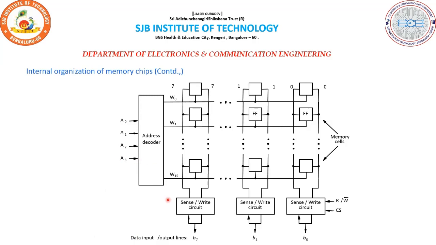So this figure is depicting a 16 into 8 organization. 16 is nothing but 16 address locations, and each location can store 8-bit data.